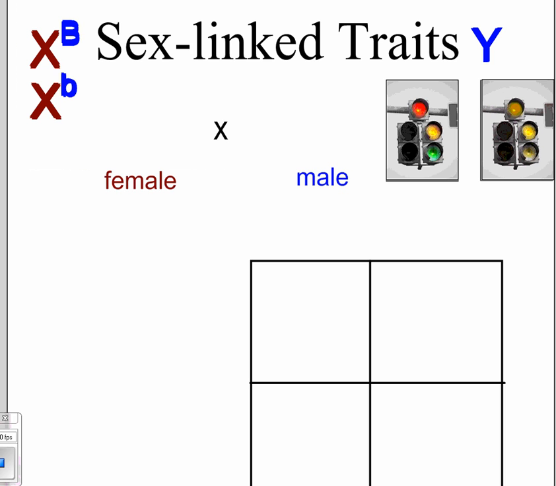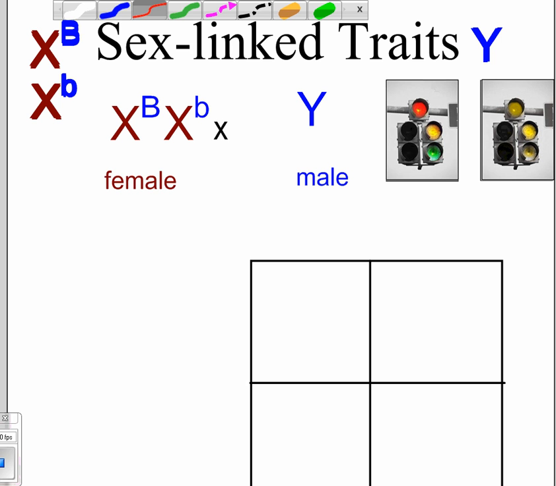So, let's do some crosses. I'll show you how to cross sex-linked traits. Let's say we have a female that is a carrier, and let's say we have a male that does not have it. So, the male is not colorblind, but he's marrying a woman that carries the trait. What are the chances that they're going to have a child that will be colorblind?